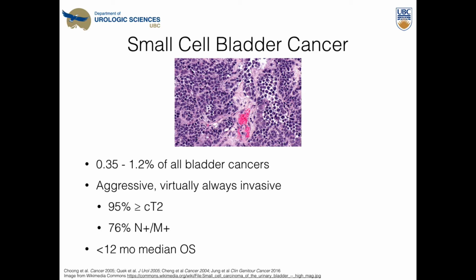Like small cell of the lung, this disease is very aggressive, and it's virtually always muscle invasive. Data from MD Anderson found that 95% of their patients with small cell had T2 disease or worse. 75% of their patients were node positive or metastatic at presentation. Overall survival across multiple samples and studies has been uniformly poor, less than a year usually from diagnosis.